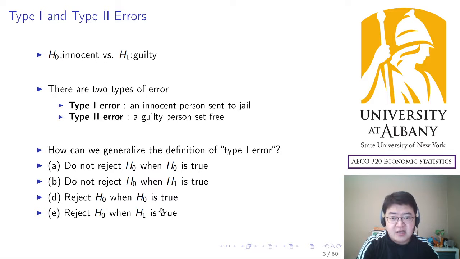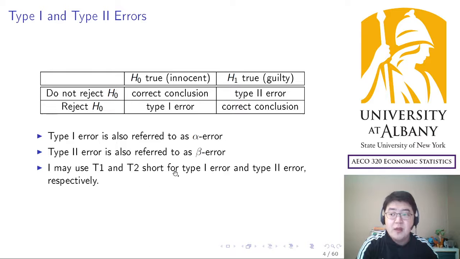The answer is D. You are rejecting H0 when it is true. So the truth was innocence, but you rejected it and you thought the defendant was guilty. So type 1 error can be defined as a rejection of H0 when it is true. So in sum, you can consider 4 different cases. In terms of the result decision, it is whether to reject or not.